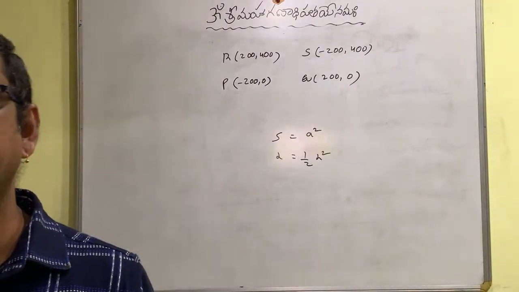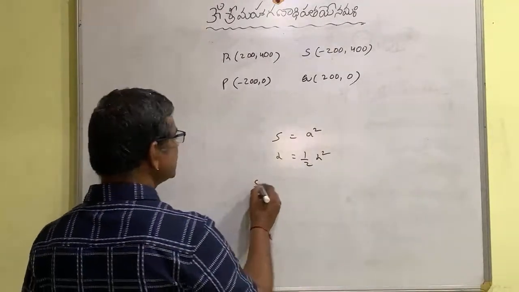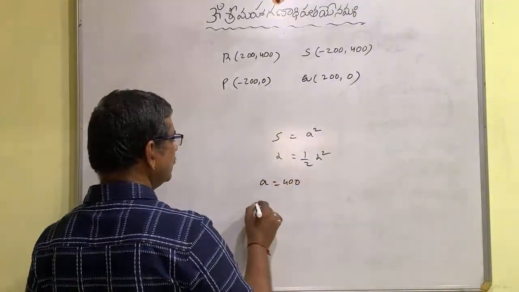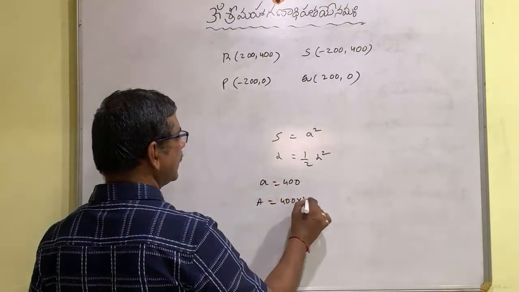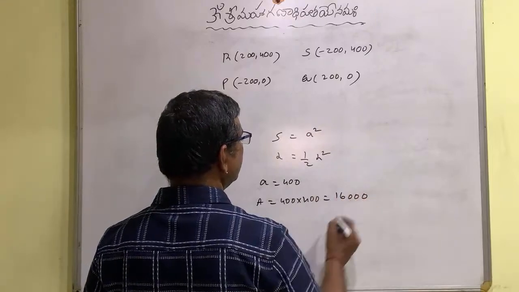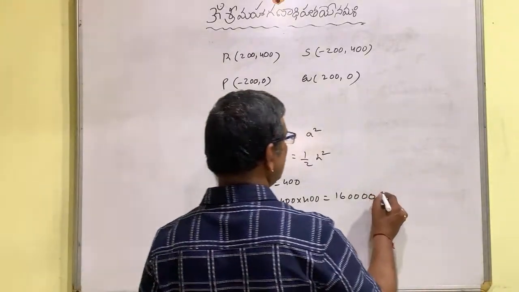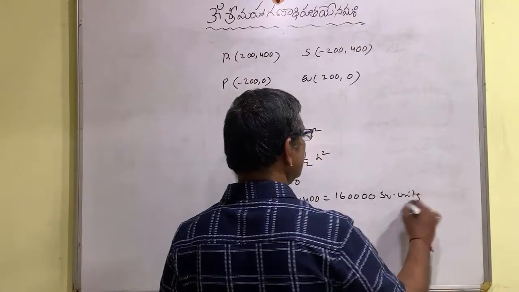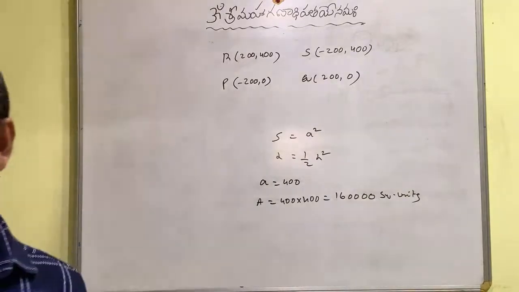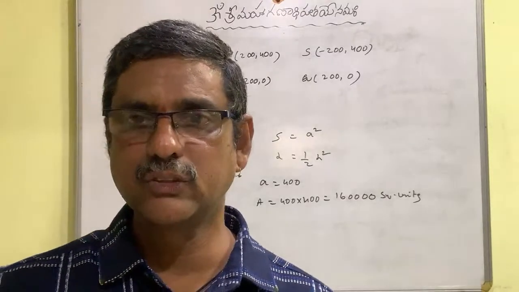Now here, can we say the side of the square? Side of the square is given as A. A is 400. The area is 400 into 400, that means 1,60,000 square units. Right. 4 zeros you will get, not 3 zeros, Girish. 4 zeros you will get.